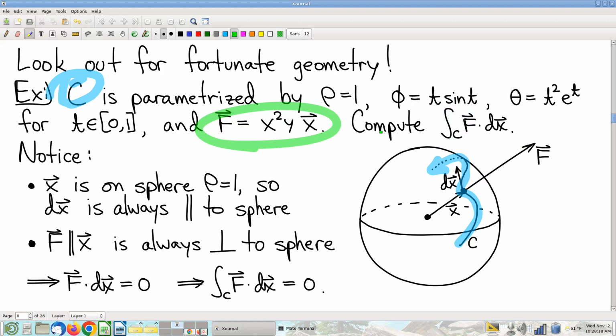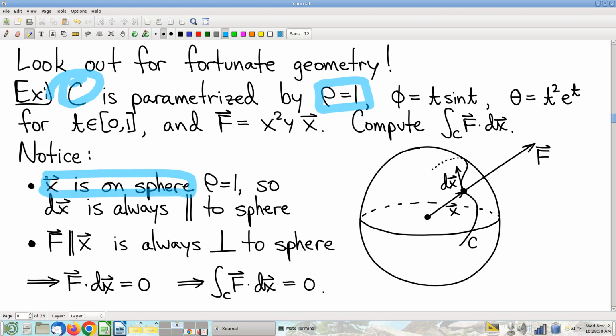The observation I want to make is that knowing that rho is equal to 1, this curve is always on the sphere, and as a result, that means that its tangent vector, dx, keep in mind, as a tangent vector, is always parallel to the sphere. So that's my first geometric observation. If you're moving within a surface, your velocity vector is always tangent to that surface.